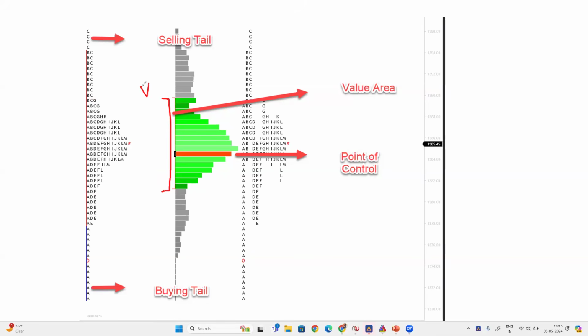The top of the bracket is what we call the value area high, and the bottom is what we call the value area low, right? So what the value area high and value area low say is where 70% of the activity is getting crowded. And this is an important zone.